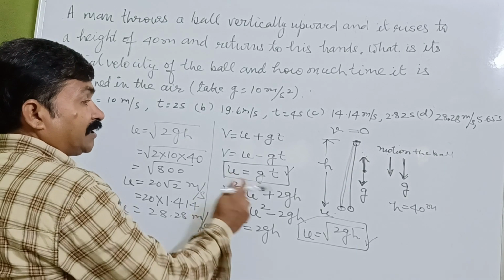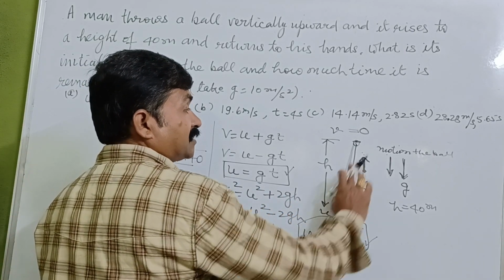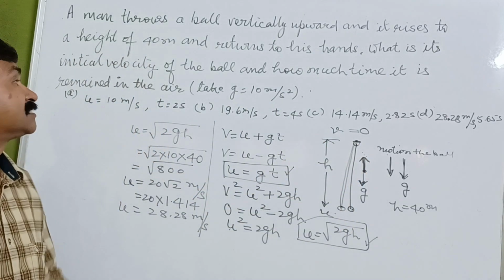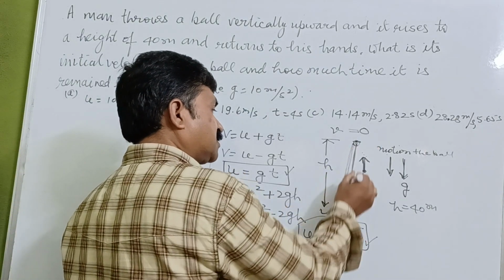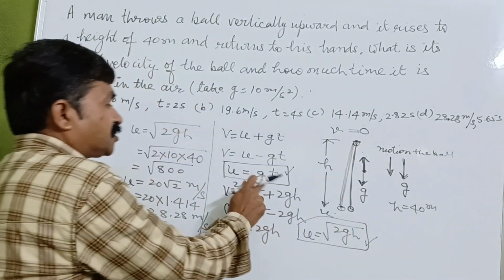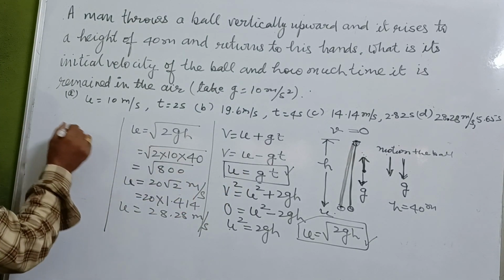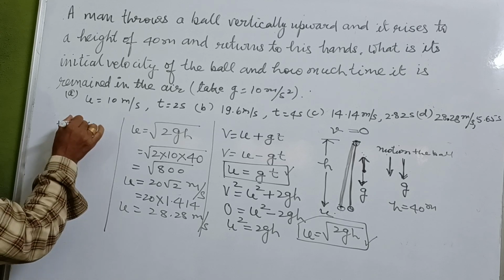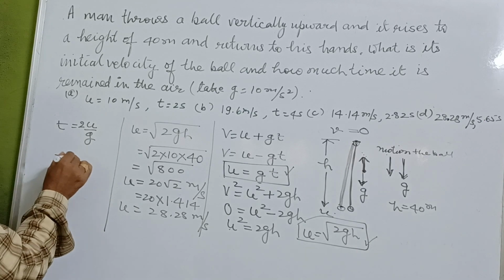Now we have to determine the time when it will reach the hand, or we can say the time the ball remains in the air. That means this time and this time, both times, so you have to take it two times. T will be given by u upon g, so you have to take it two times. Now here we have this 2.